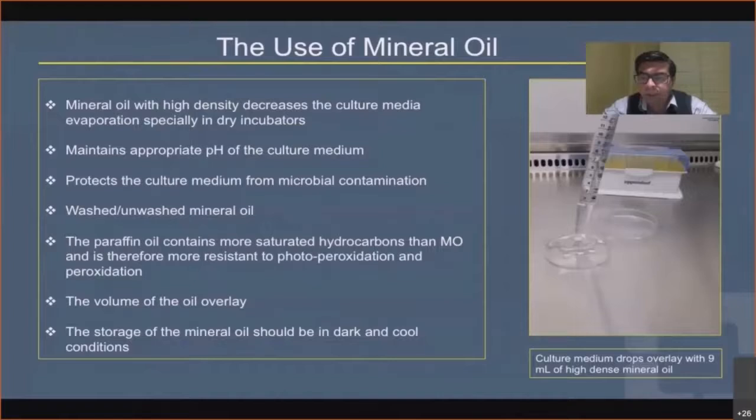Regarding mineral oil storage, to prevent photoperoxidation and peroxidation of the oil, I always like to store the mineral oil in the refrigerator at 2 to 4 degrees Celsius. Also, according to our experience, with the use of mineral oil or paraffin to overlay the culture media drops, both types of oil provide similar results when we store the oil appropriately.